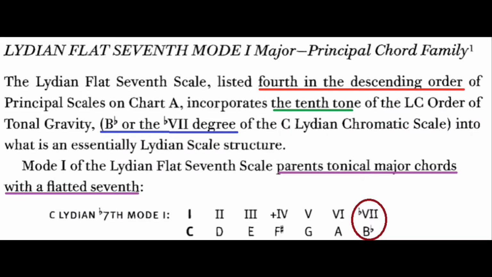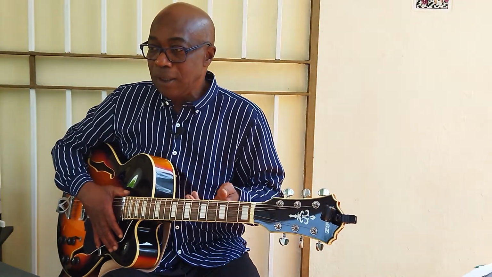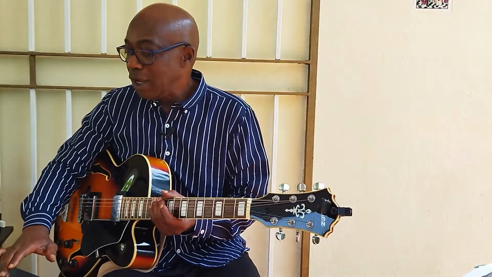The last line of this section, which we are analyzing, says mode 1 of the Lydian Flat Seventh scale parents tonical major chords with a flatted seventh. Parents tonical major chords, which means it gives birth to these chords, which is what Miles Davis was trying to discover. How can you relate to chords? How can you find their parents? How can you know what scale to play without much headache?